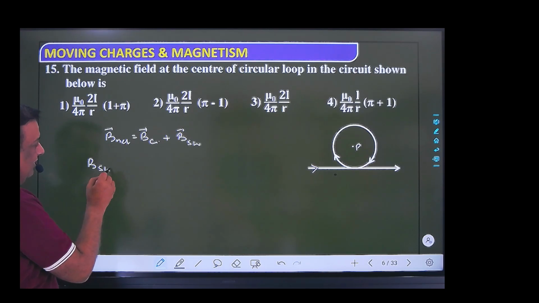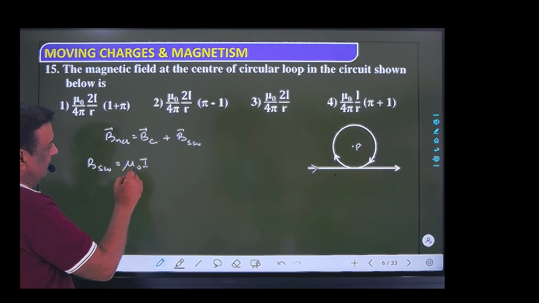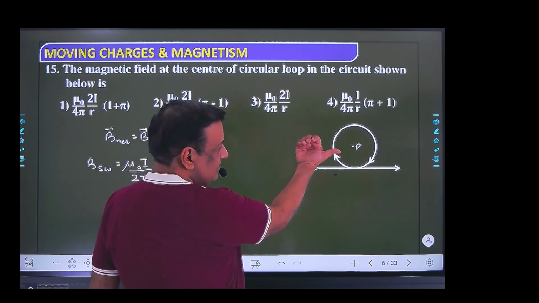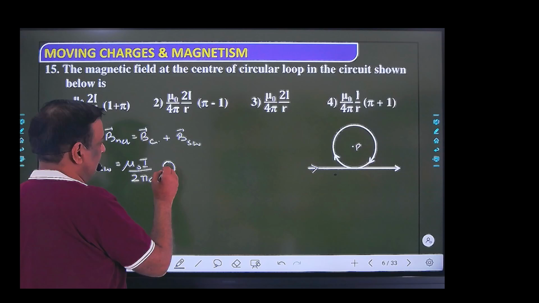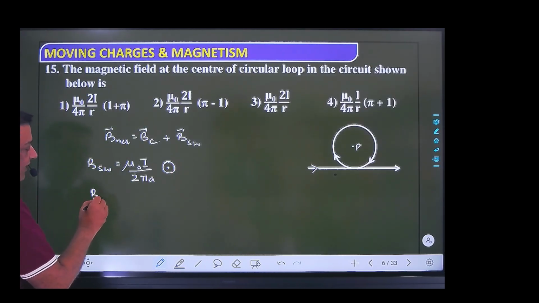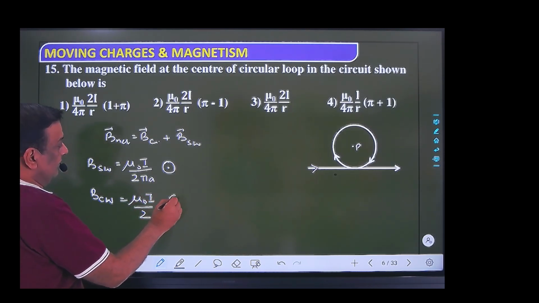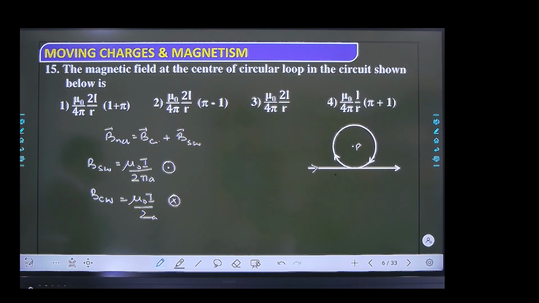The magnetic field of the straight wire is that of an infinitely long wire, mu naught I by 2 pi a, and its direction is outwards. Circular wire, and its direction is inwards. Which value is larger? Whose magnetic field is larger, the circle or the straight wire? Numerator is the same. The denominator is larger in the straight wire.